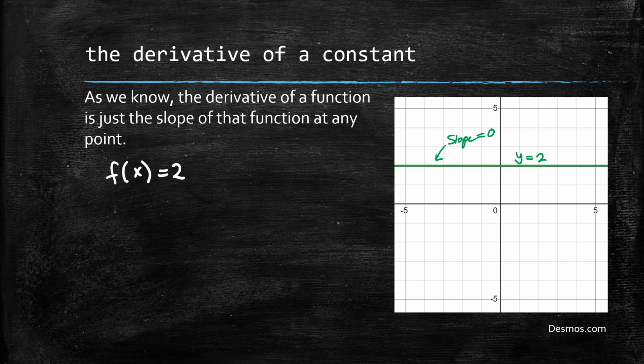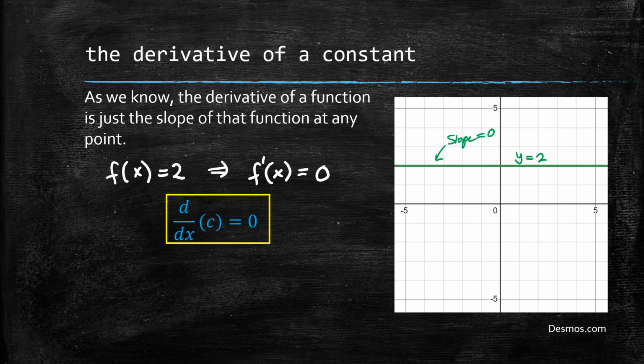So if f of x equals 2 or y equals 2, whichever notation you would like to use, then f prime of x is equal to 0. Summing that up in our new notation means the derivative d by dx of a constant function, where c is a constant, is always 0. As an example, I don't really need too many examples of this because it's pretty straightforward. The derivative d by dx of pi would just be 0.